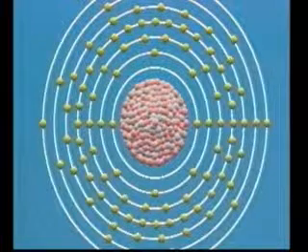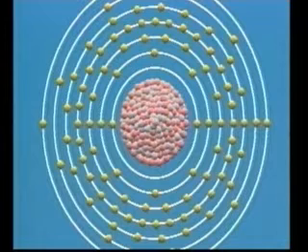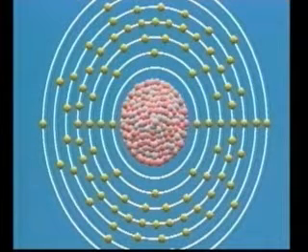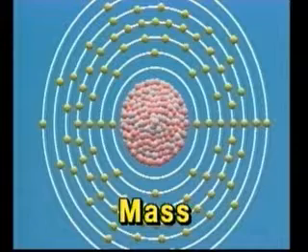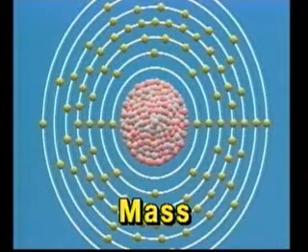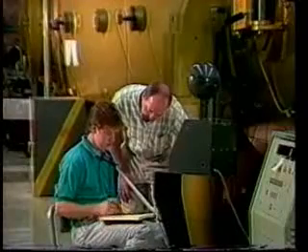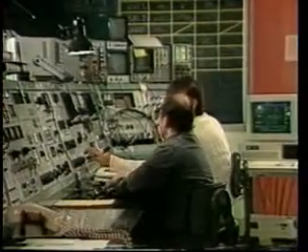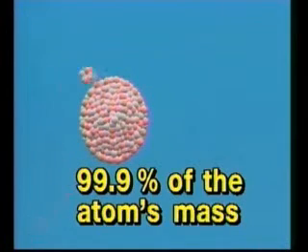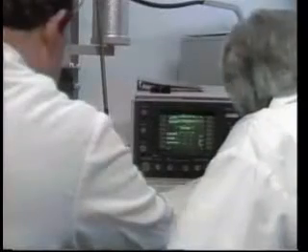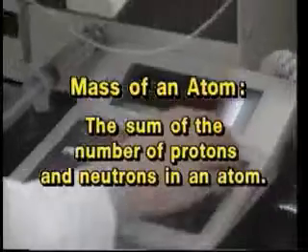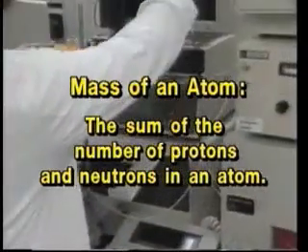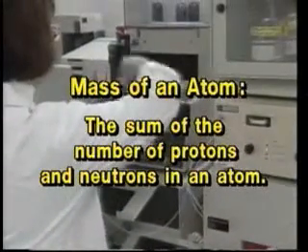Since atoms contain protons, neutrons, and electrons, it is logical that atoms must have mass. Indeed, the mass is very small, but chemists have developed the technology to measure the mass with great accuracy. While the nucleus is tiny, it holds 99.9% of an atom's mass, and scientists define the mass of an atom as the sum of the number of protons and neutrons in an atom.